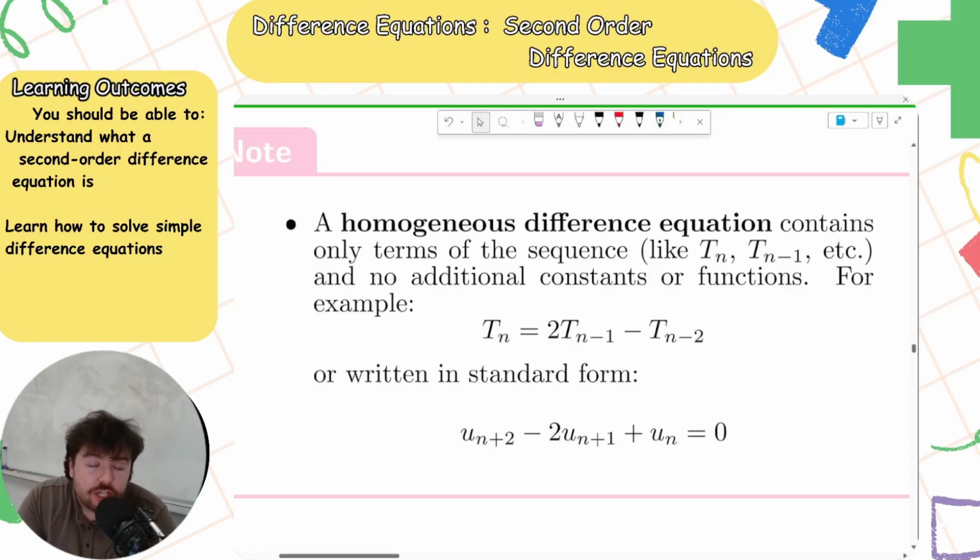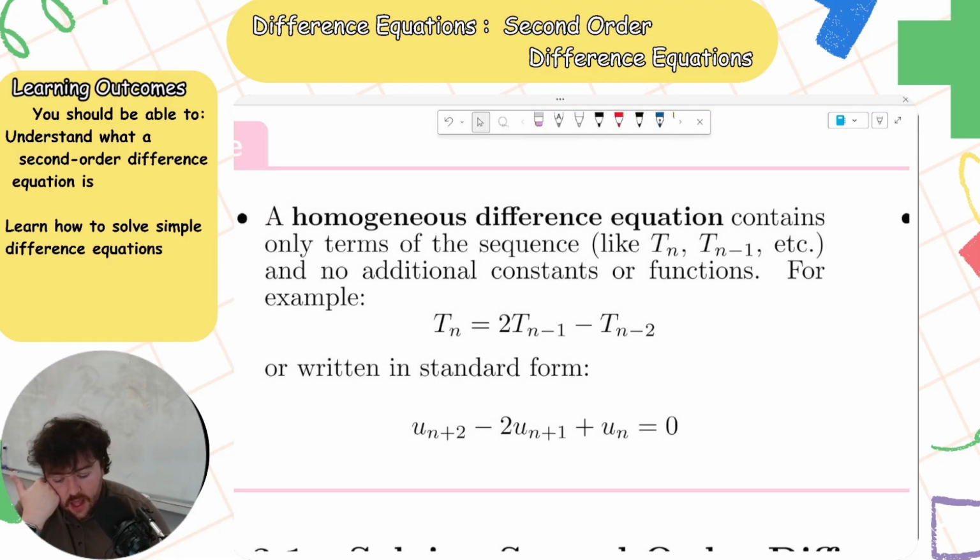A homogeneous difference equation is just a difference equation that only contains terms of the sequence like Tn minus 1, etc., and no additional constants or functions. So for example, Tn is equal to 2 Tn minus 1 minus Tn minus 2. That is known as homogeneous. Homogeneous just means all the same, so we're only working with term values here.